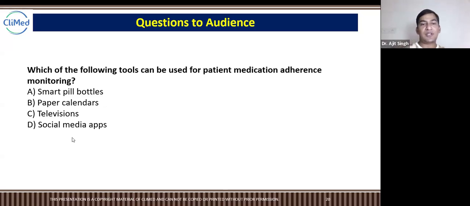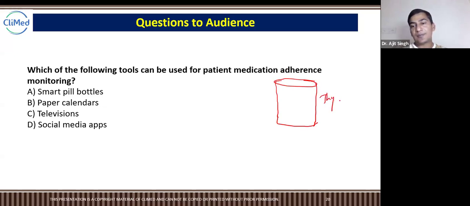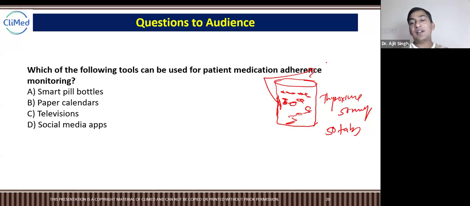Okay, let me understand, Arpita. You might be right. You are telling that there is a bottle. That's why I've taken this question up. Suppose this is a bottle for thyroxine, thyroxine 50 mcg, and there are 50 tablets in one bottle. You are telling that this bottle will have a chip somewhere, and it will tell about the use of pills. You mean that?